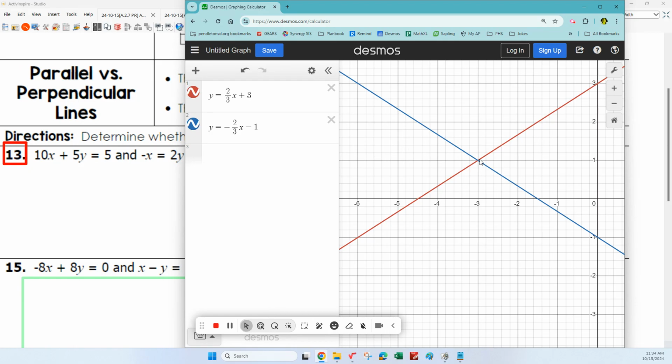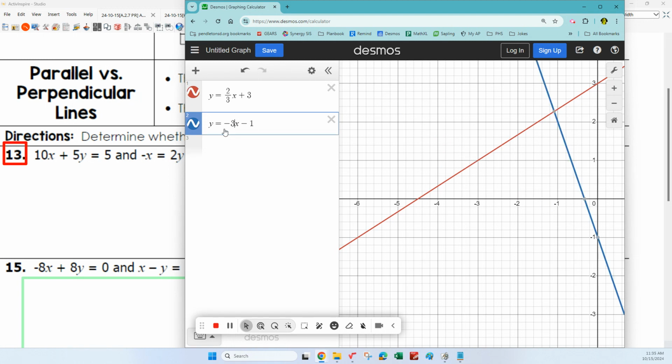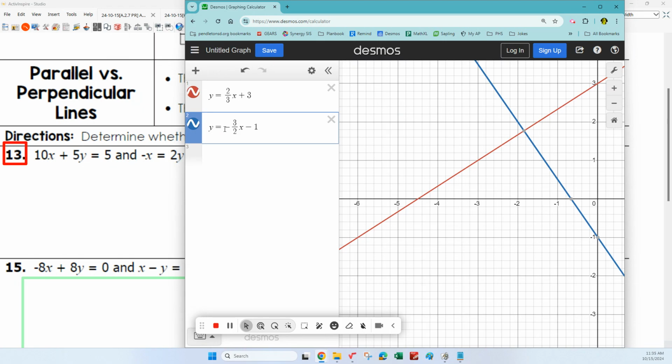Think about that. Think about the road map an ant is taking to walk on the red line. He's going to rise 2 for every 3 that he runs. If I want to do something that's perpendicular to that, yeah, it's going to be an opposite reciprocal. What if I do, aha, look at that. Those are perpendicular, aren't they?